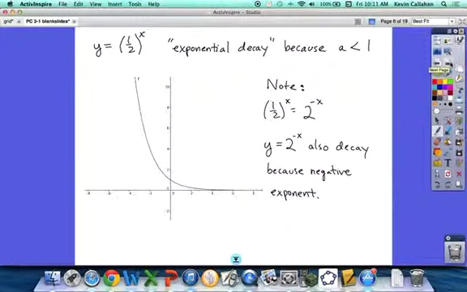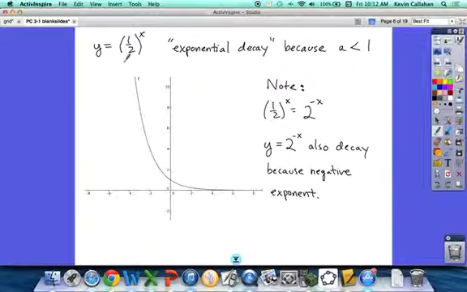Okay, now exponential decay can be defined in a couple different ways. I think in algebra 2, exponential decay was when the a is less than 1. Like here, I've got a is 1/2. So for that reason, I'm calling it exponential decay. What does it look like the graph is doing? It's decreasing from left to right.